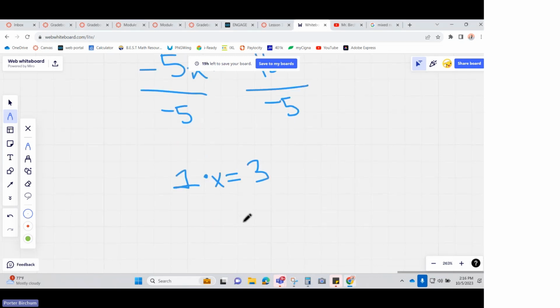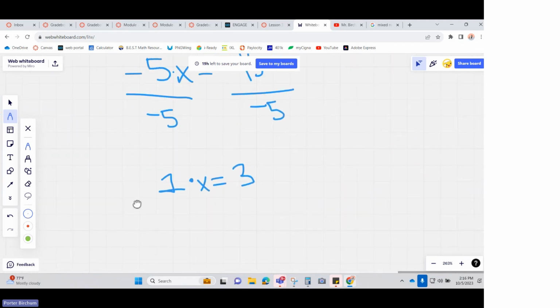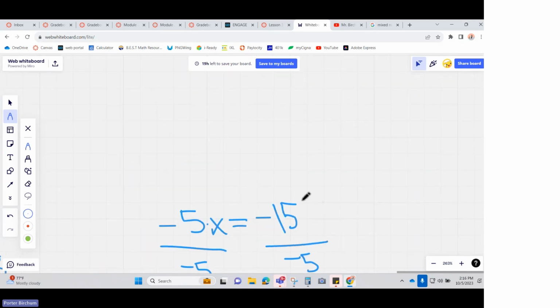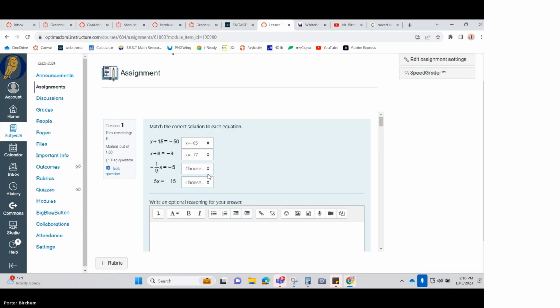Now, anything times 1 is just itself. It's kind of like that 0 we were using before, so it kind of disappears. x equals 3. Now, let's check our work just to be sure. Does negative 5 times 3 equal negative 15? Let's see. Negative 5 times 3, negative 15. Woohoo! True math sentence. That's positive 3. And this is the fourth option.